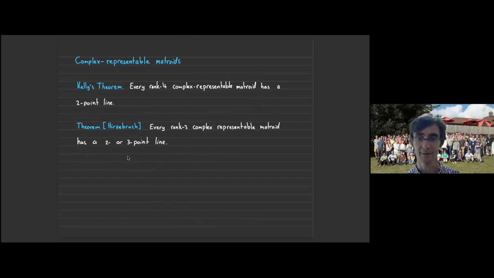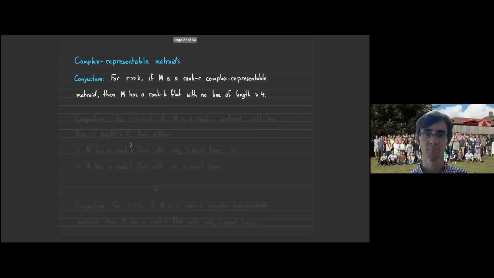So back here, you could get down to 2 or 3-point lines, and maybe we can do that in general. So maybe if you gave me a high rank complex representable matroid, I could find a lower rank flat that only has 2 and 3-point lines, or 2, 3, and 4, I don't care, just some bound. So that would be one step, and I suspect a result of that nature could be proved more or less just by looking in the algebraic geometry literature where the other result came from, but I haven't done that yet. So I suspect that step isn't too hard.